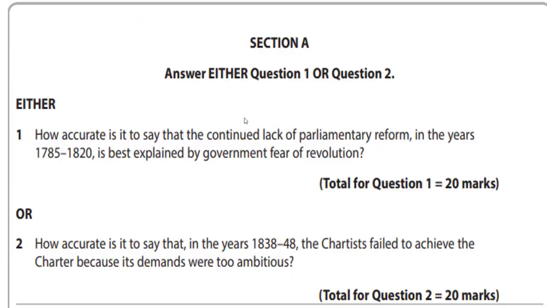So these are the 2 questions that we're going to go through in this video. Firstly, how accurate is it to say that the continued lack of parliamentary reform in the year 1785 to 1820 is best explained by government fear of revolution? It's a Section A question, but this gives you quite a nice time period. And how accurate is it to say that in the years 1838 to 48, the Chartists failed to achieve their charter because its demands were too ambitious? They're the 2 questions that we're going to be focusing on.